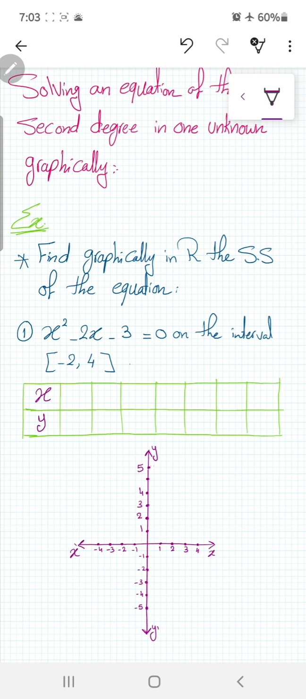Okay. Our values here for x are negative 2, negative 1, 0, up to 4: 1, 2, 3, 4. By substitution or by using your calculator. Negative 2 power 2 minus 2 times negative 2 minus 3, it will be 5, or use your calculator. Here, negative 1 by substitution, it will be 0. By substitution by 0, it will be negative 3. Here, negative 4, negative 3, 0, and finally 5.